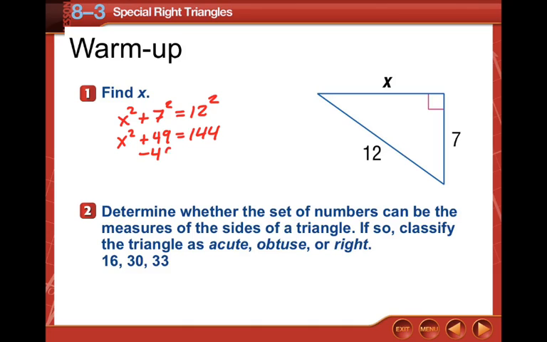If we subtract 49 from both sides, it cancels on the left. We're left with x squared is equal to 144 minus 49, which comes out to be 95. And then we square root both sides. Cancels the square on the left, and we're left with x equal to the square root of 95. It's not quite 100, right? Because 100 square rooted is 10. So it's going to be almost 10, but not quite. That's 9.747.